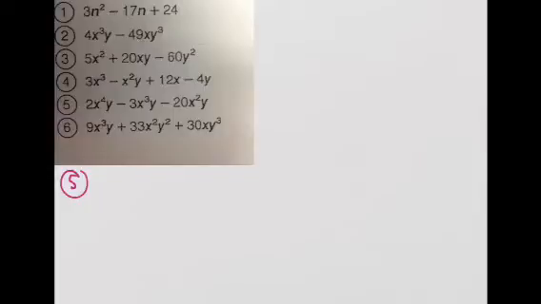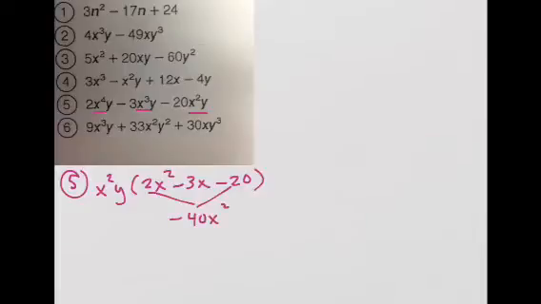So for number 5, we're back to a trinomial. And the GCF that I see here is x squared y. So I'm going to take out x squared y. So my remaining factor is 2x squared minus 3x minus 20. Okay, because the x squared y was factored out of each term. So now I multiply these two and I get negative 40x squared. And I check all the pairs of factors of negative 40. I want my difference to be negative 3.